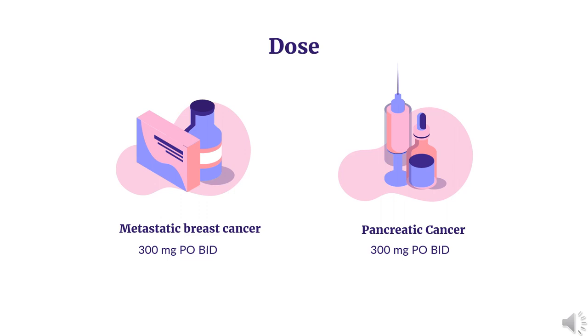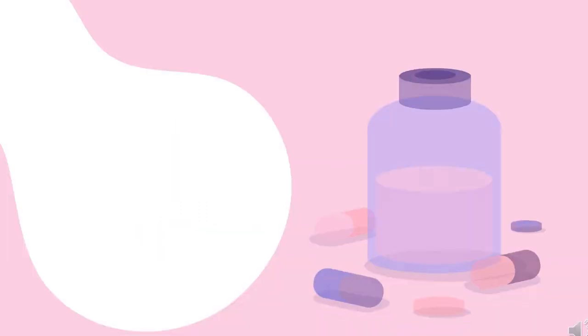Pancreatic cancer. Indicated for first-line maintenance treatment of adults with deleterious or suspected deleterious gBRCAm metastatic pancreatic adenocarcinoma whose disease has not progressed on at least 16 weeks of a first-line platinum-based chemotherapy regimen. 300 mg PO/bid. Continue treatment until disease progression or unacceptable toxicity.